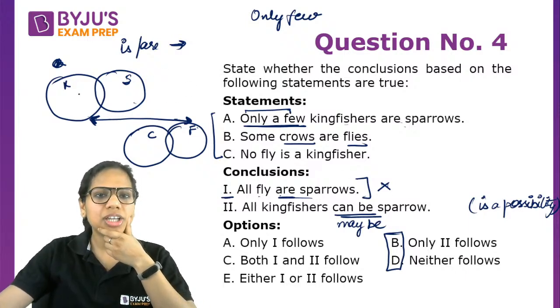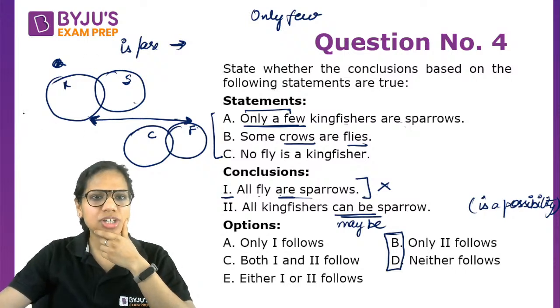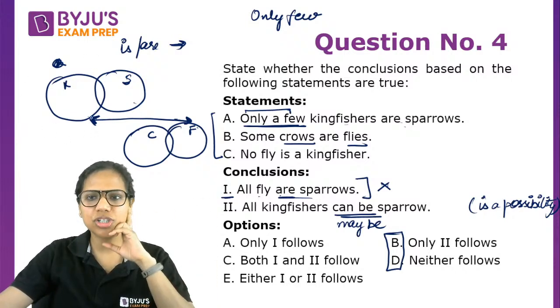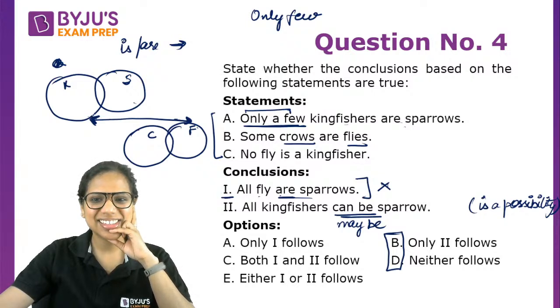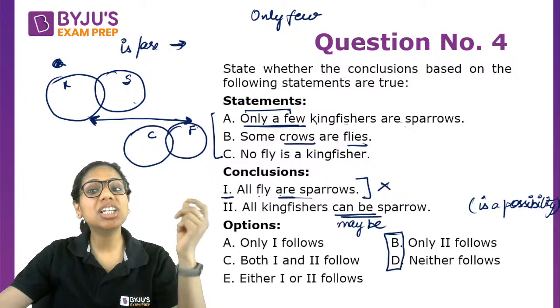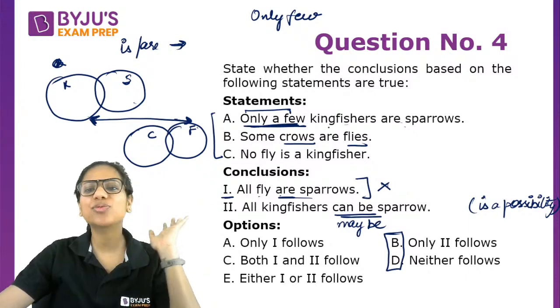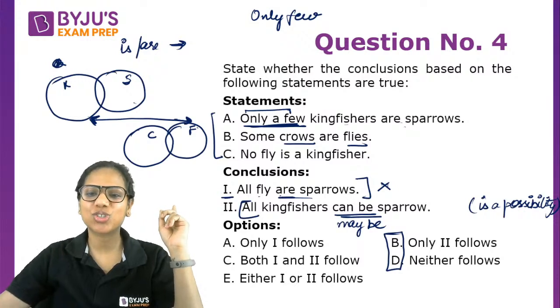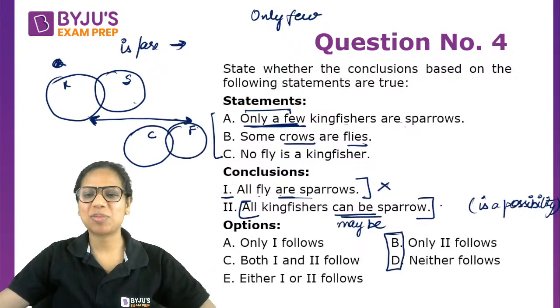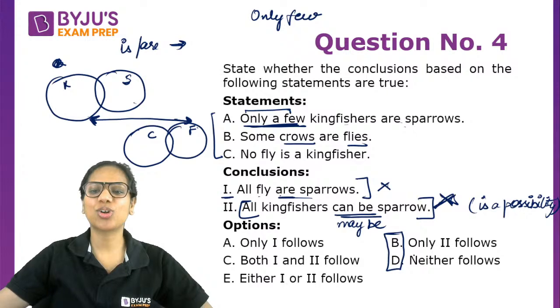So, can I do this? That I can draw sparrows around this? All kingfishers can be sparrows. Can I do this? But I have just said that only a few kingfishers are sparrows. Yes, I have just said that only a few are sparrows. So all kingfishers cannot be sparrows. Okay, so even this one does not follow.